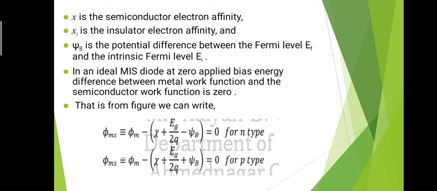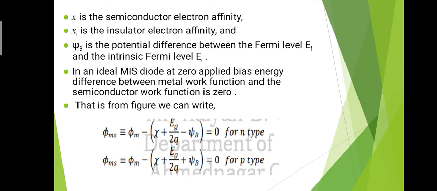So first we have to find the metal work function and the semiconductor work function, and this difference is 0. This difference we denote as phi ms, which is equal to phi m minus chi plus Eg by 2q minus phi b, equal to 0, and this is for n-type semiconductor material because there is a minus sign for the phi b. The barrier potential is taken with the negative sign for the n-type material, and positive for the p-type material.